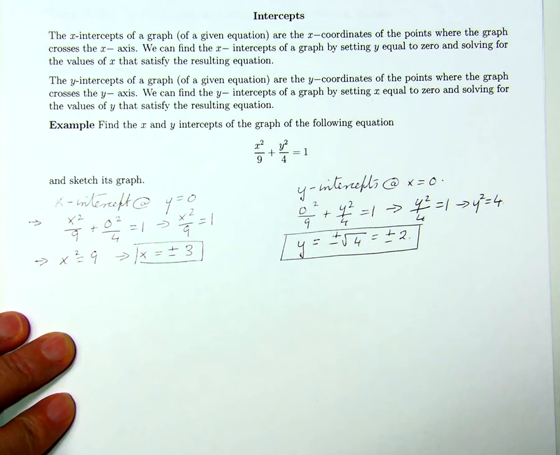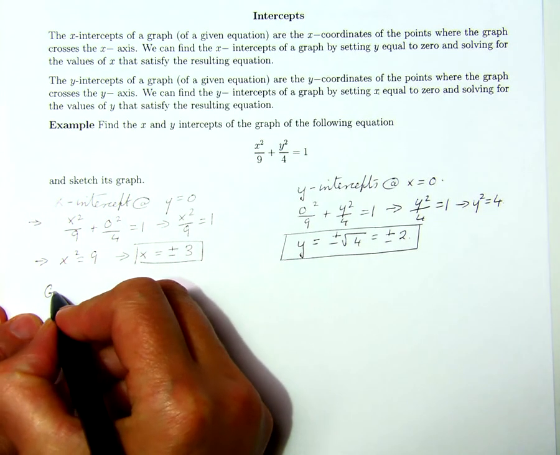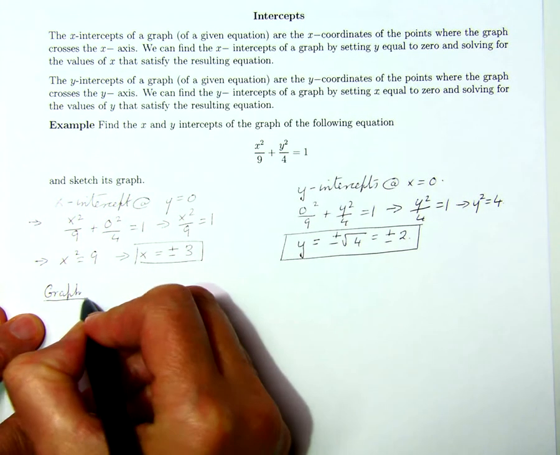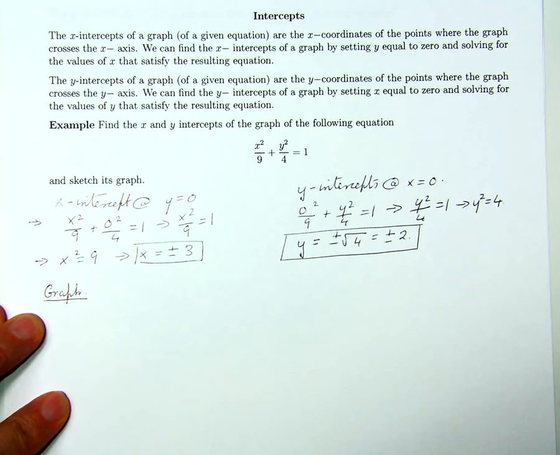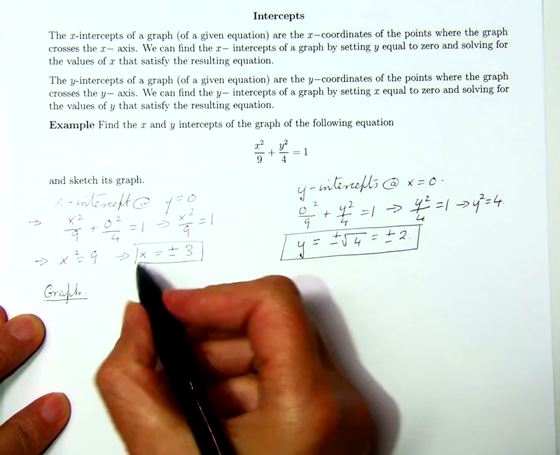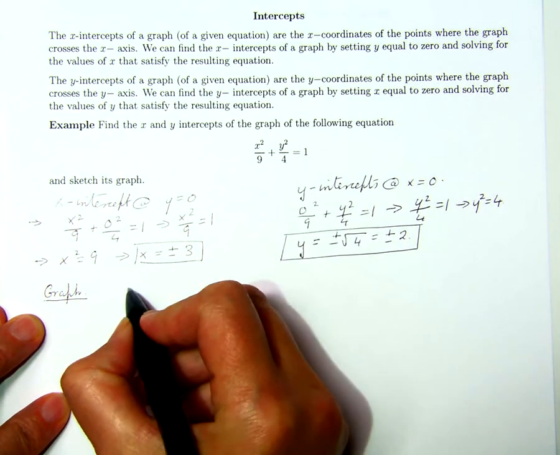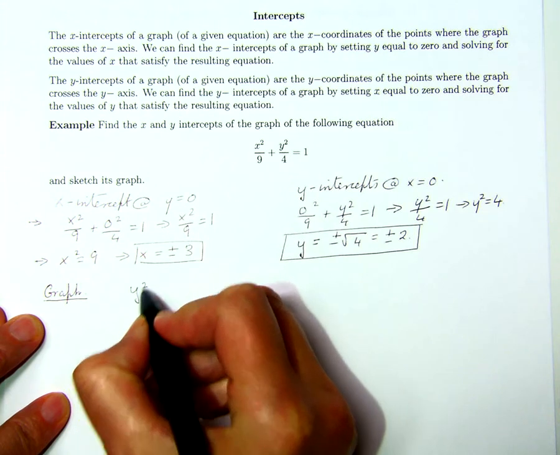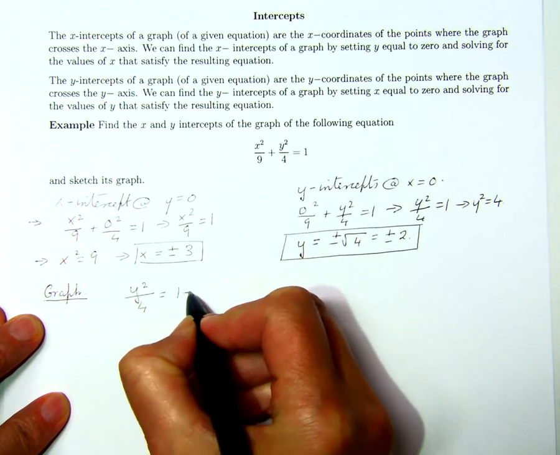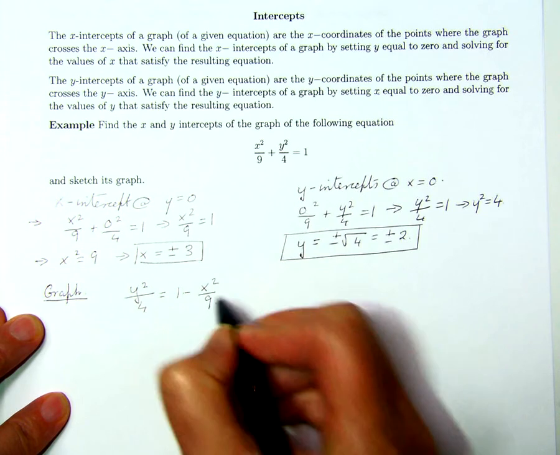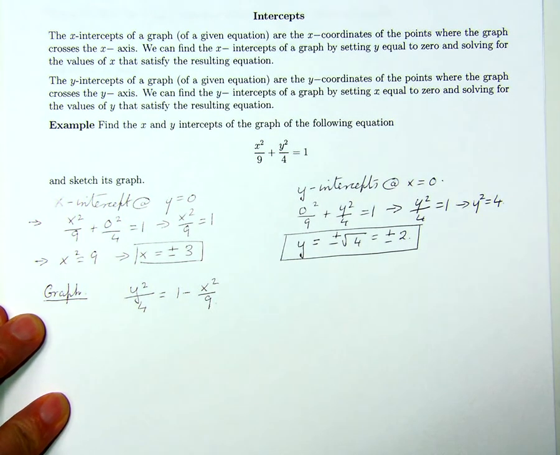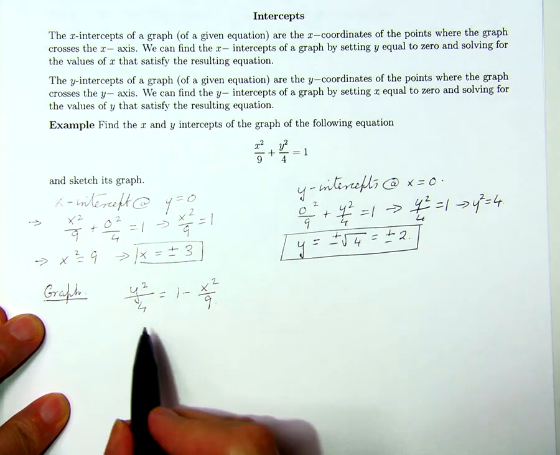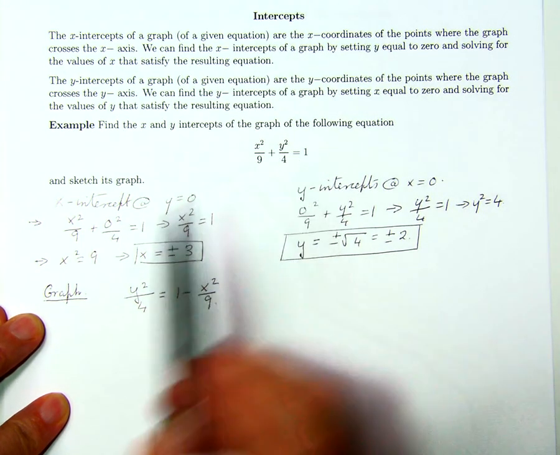Now what about the graph of this equation? Well, this is an equation which gives us something called an ellipse, which is a bit like a flattened circle or an egg-shaped object. And how might I graph it? Well, I'm going to try to solve for y in terms of x. So this equation, I can rewrite it, and I get an equivalent equation, y squared over 4 equals 1 minus x squared over 9. And of course the graph of this equation is exactly the same as the graph of this equation.